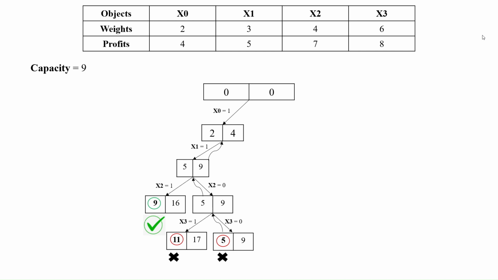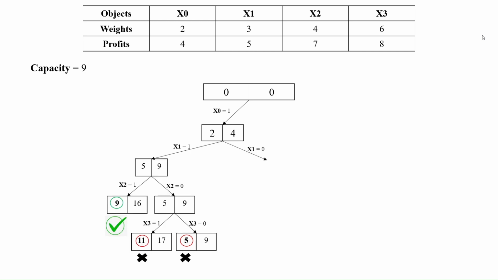So here I am having x1. So now let us not consider x1. So as usual, if we are not considering x1, we should have to put the values where the parent node is having the same values. Here it looks like this. Now let us consider x2, which is having weight of 4 and profit of 7.